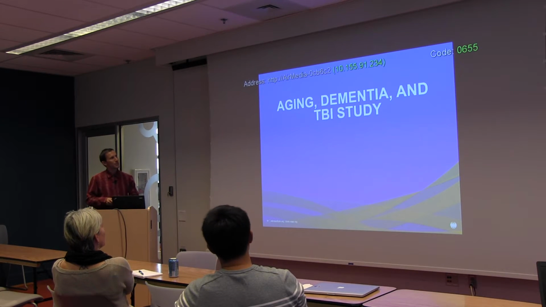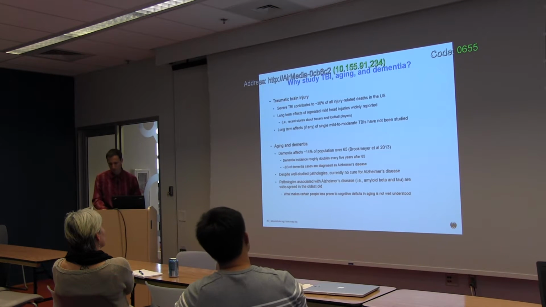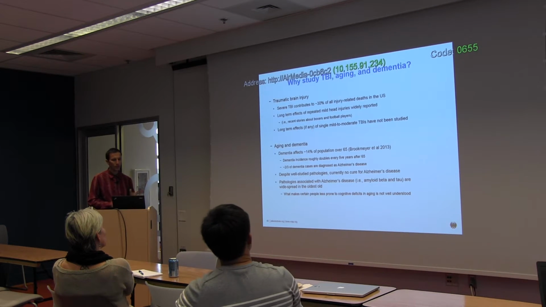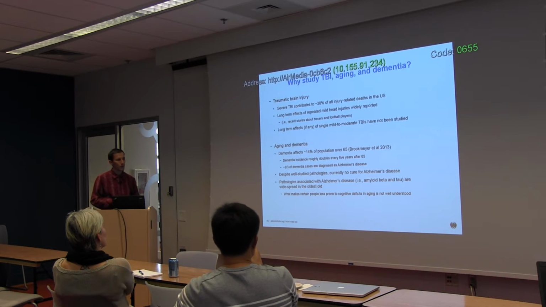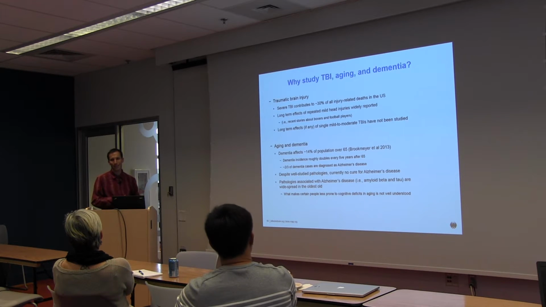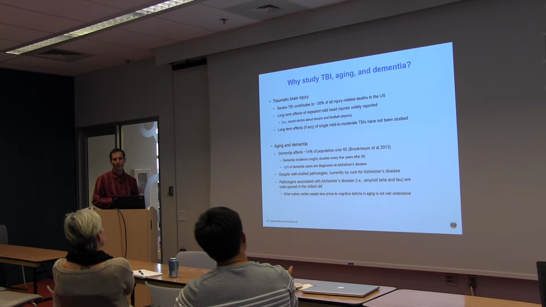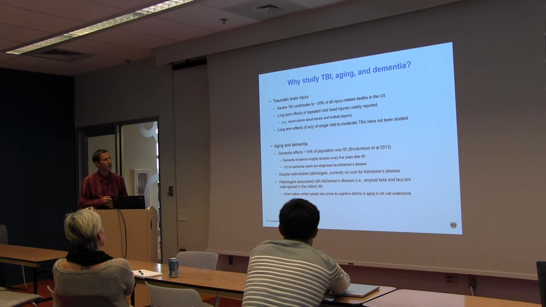Is the aging, dementia, and TBI study, or traumatic brain injury study. And so this was originally designed as a study of the long-term effects of mild to moderate traumatic brain injury. We went in not expecting to find much, so also designed it so we could look at aging and dementia as well. And so the reason for looking at this is that severe traumatic brain injury contributes to about 30% of all the injury-related deaths in the U.S.